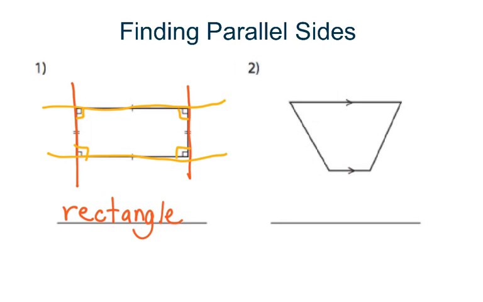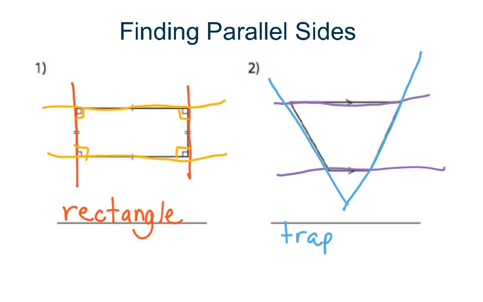And then come over here. These purple ones, parallel. These blue, they're touching, so they're not parallel. What's the name for the shape with only one pair of parallel sides? A trapezoid. So I hope this helps.